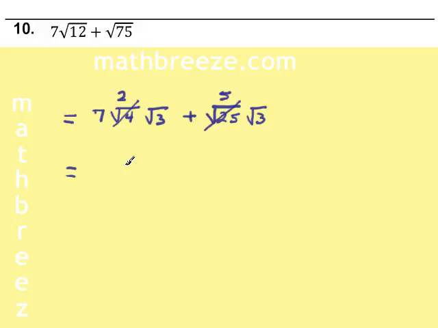And now let's multiply 7 times 2. So we have 14 square root 3. Subtract 5 square root 3. Like radicals, so we can subtract coefficients, 14 minus 5. And we have 9 square root 3.